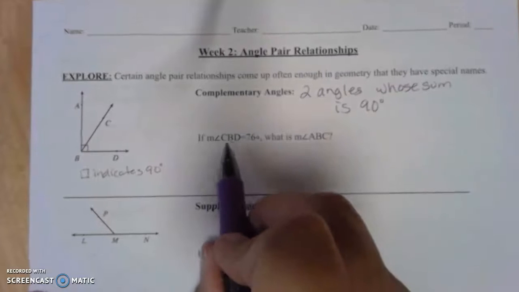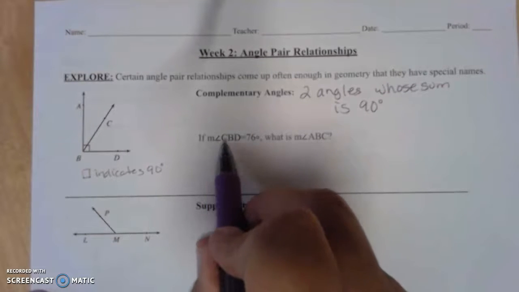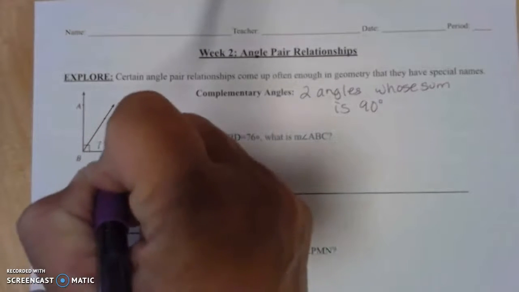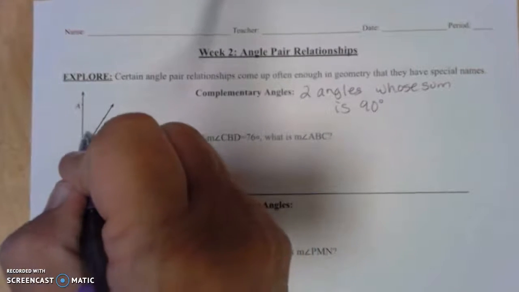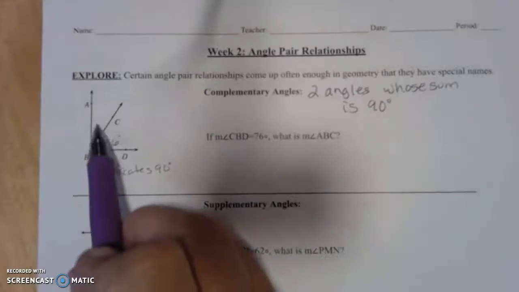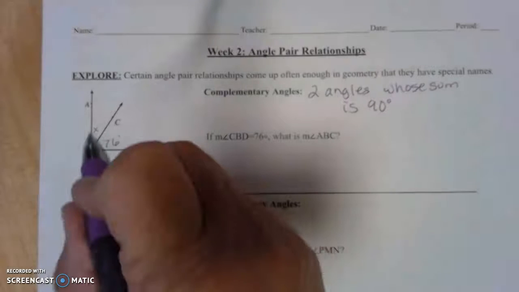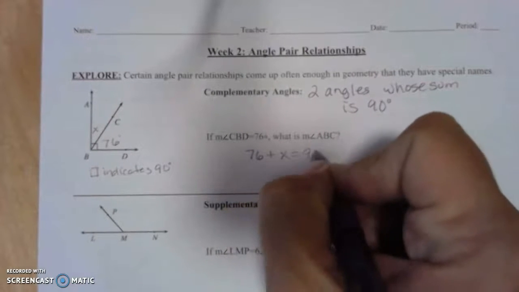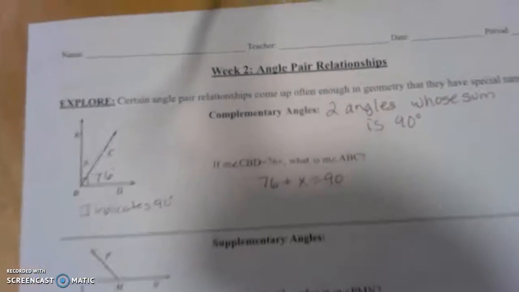Okay, so if the measure of angle CBD, this part right here, is 76, then what is the measure of ABC? I'm going to call it X. Well, do we see how these two angles together form the 90 degree angle? So we're going to go 76 plus X equals 90. I set up an equation to solve for that.